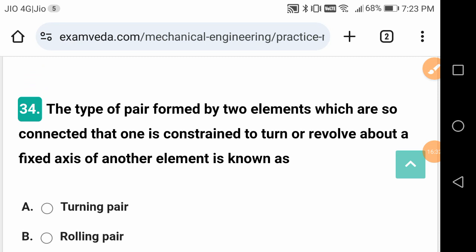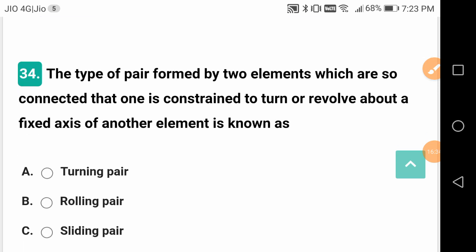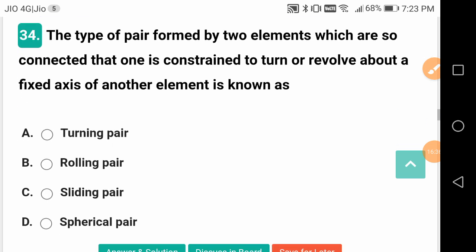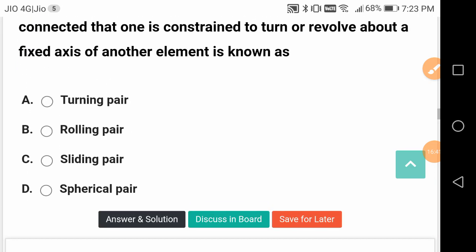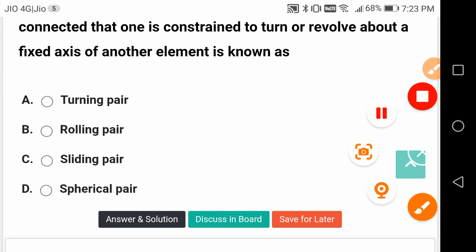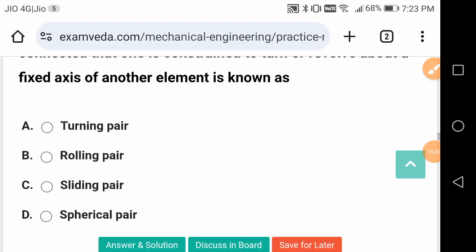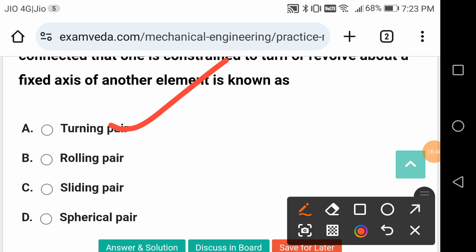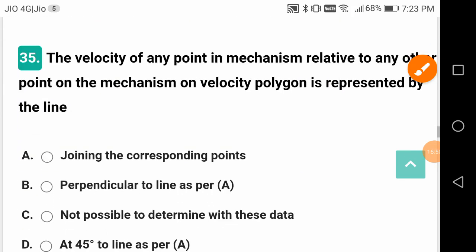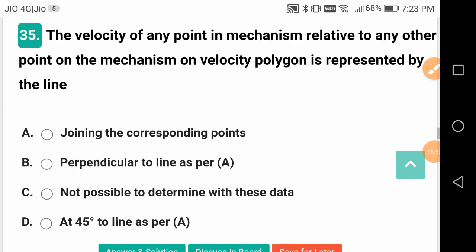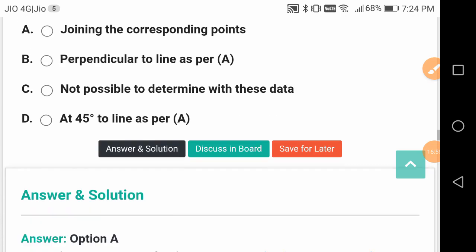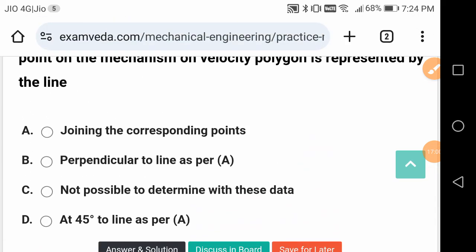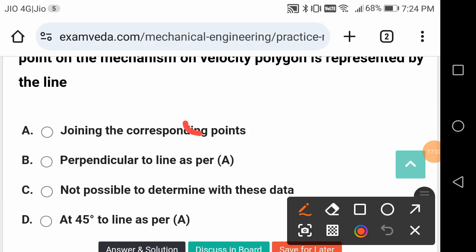The type of pair formed by two elements which are so connected that one is constrained to turn or revolve about a fixed axis of the other element is known as, this should be turning pair. The velocity of any point in a mechanism relative to any other point on the mechanism on velocity polygon is represented by joining the corresponding points.